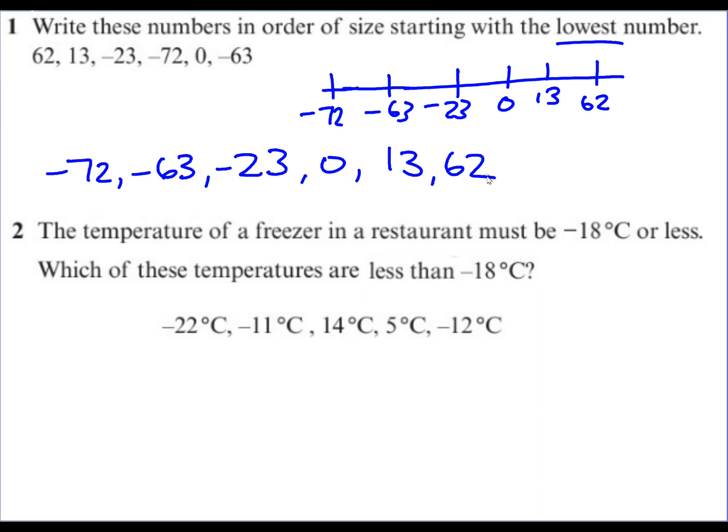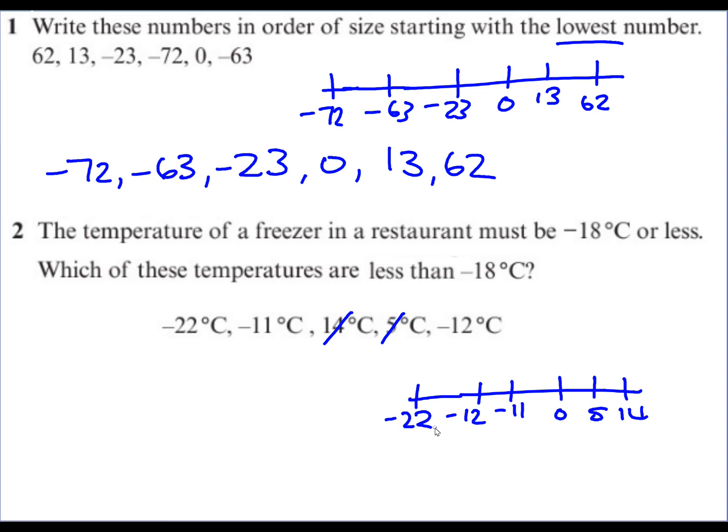Question 2. The temperature of a freezer in a restaurant must be at -18 degrees C or less. Which of these temperatures is less than -18 degrees C? So again, if you've got a lot of information, we can organize it using our number line. So if we just put our 0 on our number line, look for our positive numbers, which are 5 degrees and 14 degrees. That leaves us with -11, -12, and -22.